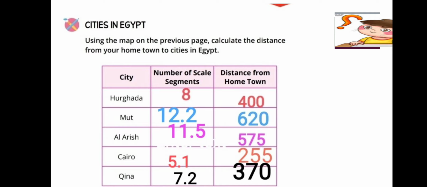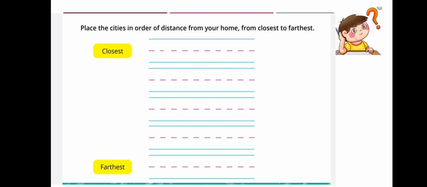We calculate the distance between our hometown and Hurghada, and our hometown and Mot, and El Arish, and Cairo, and Ghana. In this way, we can calculate the distance between our hometown and every one of these cities. The second part of this activity: place the cities in order of distance from your home, from closest to farthest.